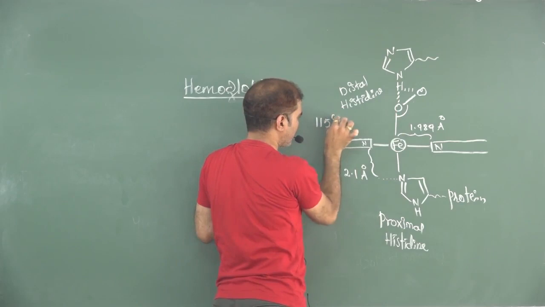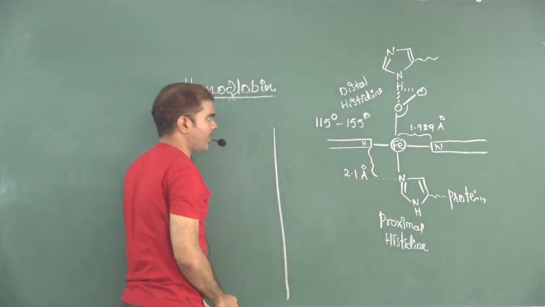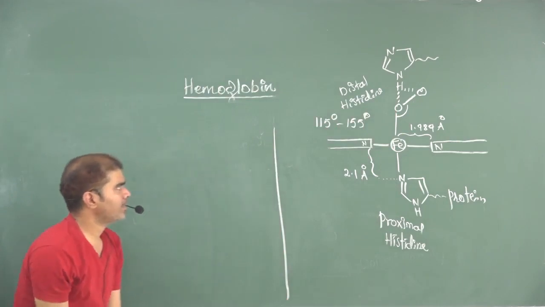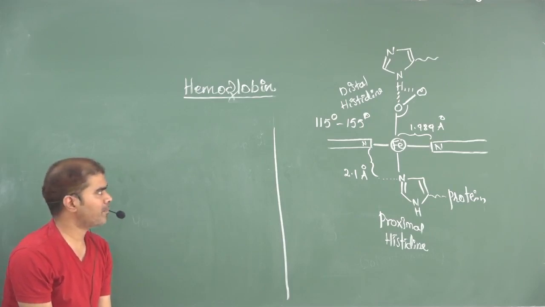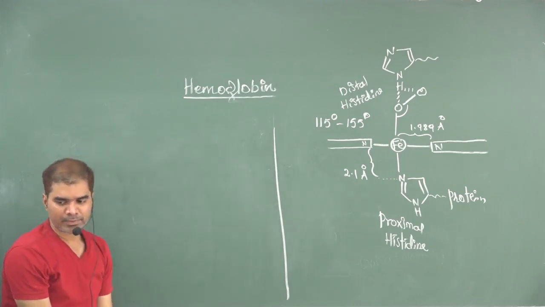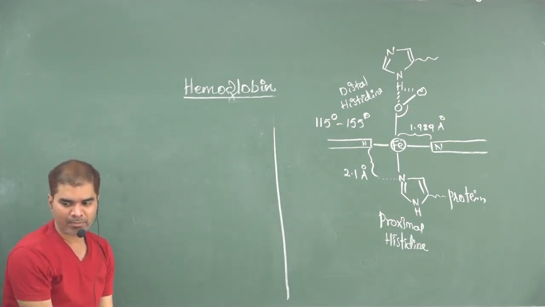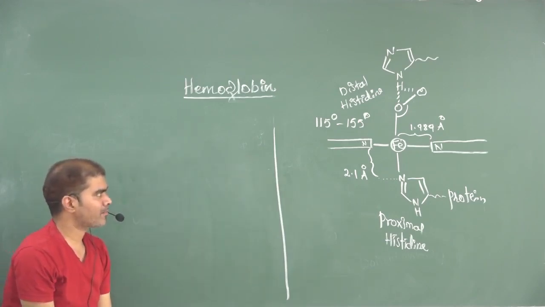Next, depending on the organism, bond angle ranges from 115 to 155 degree.